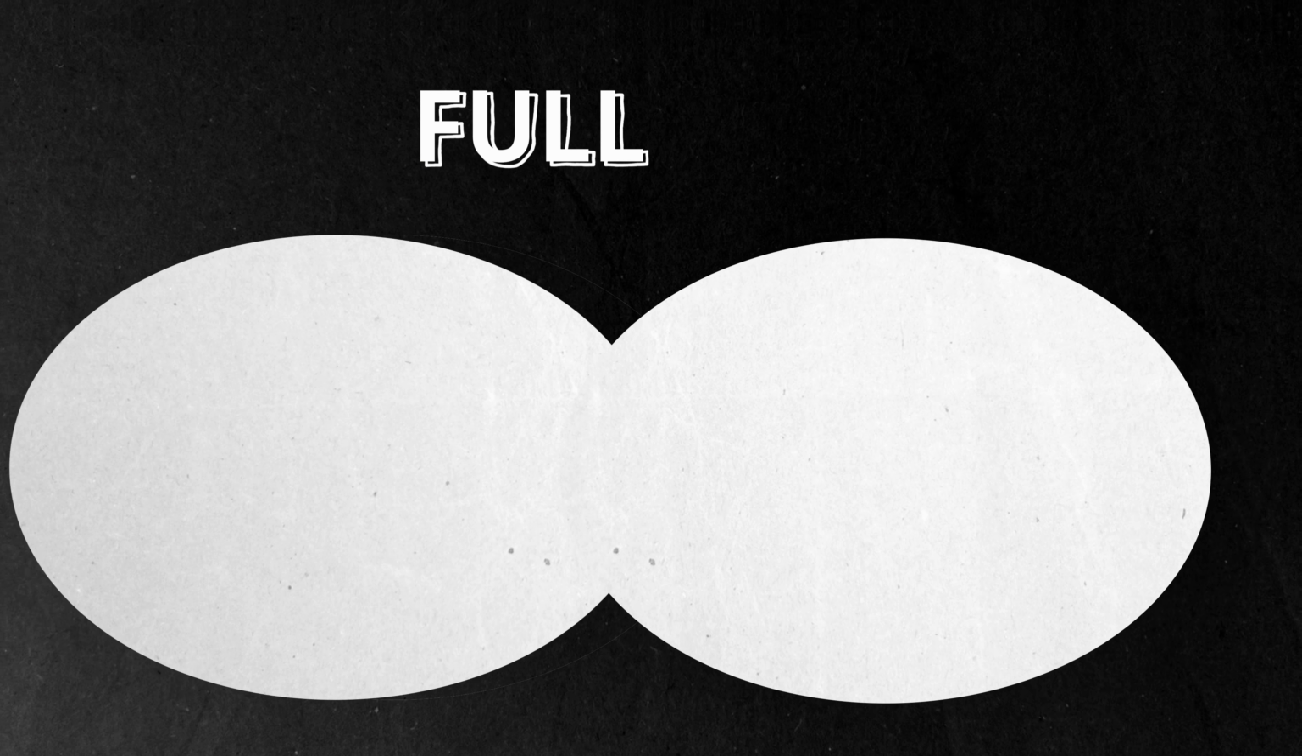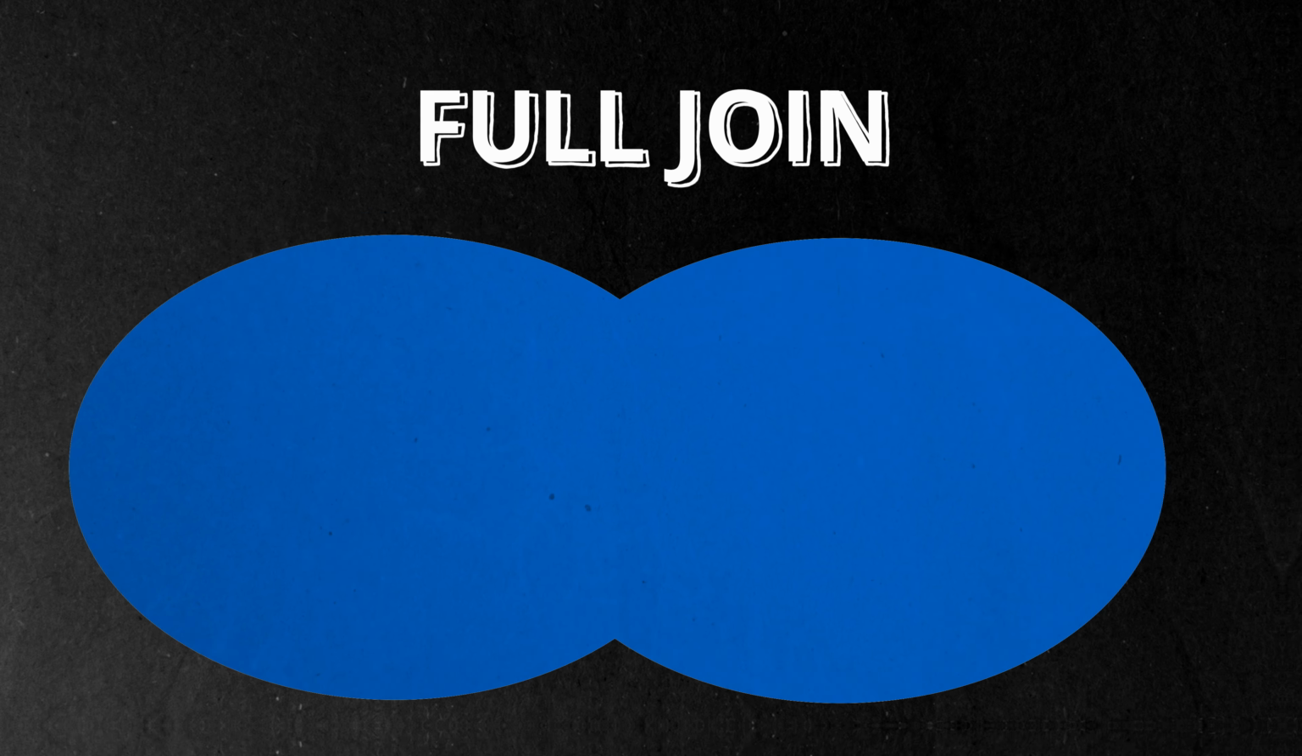Now we realize that in one case we lost the finance, and in the other case we lost Norman from the employees. What do we do if we want both? Let's have a look at the full join. In this case, we see now the Venn diagram is fully filled.